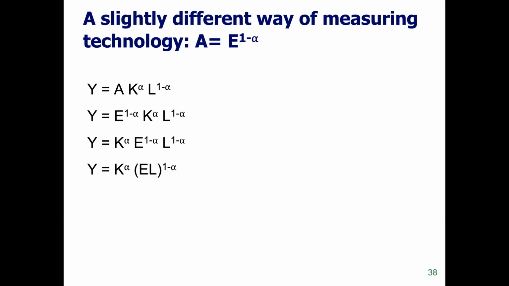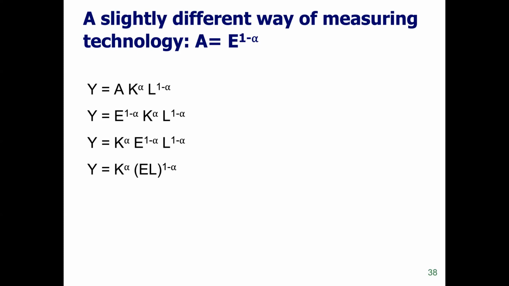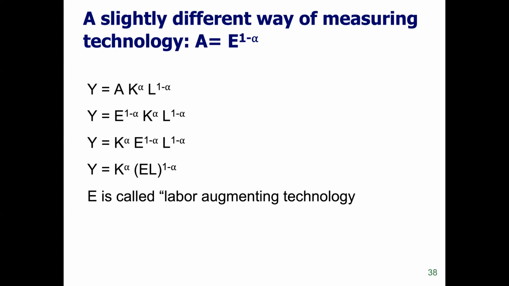What's the advantage here? Now I can think of this as the effective amount of labor, and E is kind of the efficiency of labor. So it's measuring technology in a way so that if E is 2, that means that one worker can do the work that, when E was equal to 1, it took 2 workers to do. So one worker is now like 2 workers in what she can do. E is called labor augmenting technology. So A is multiplicative technology, E is labor augmenting technology.